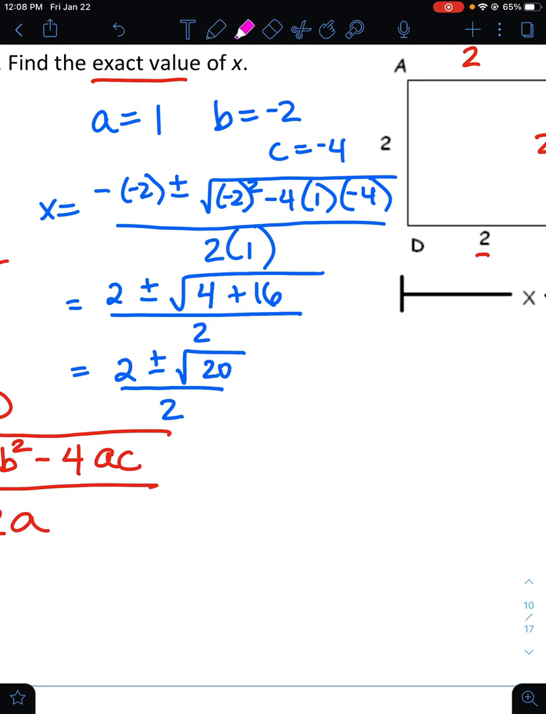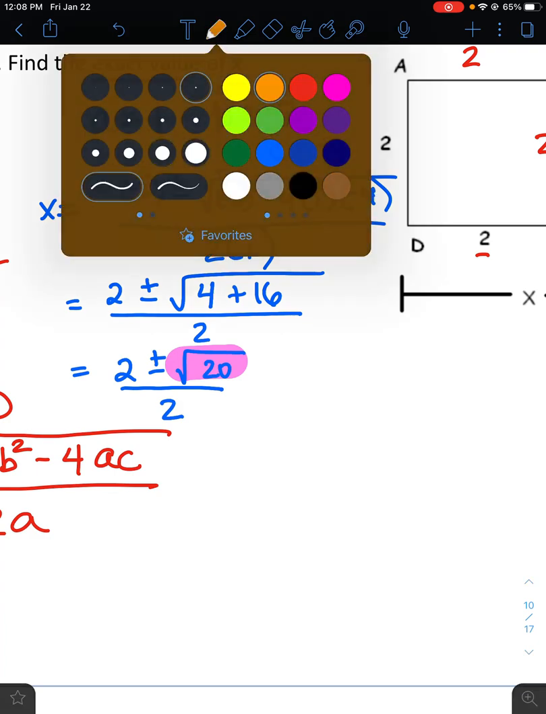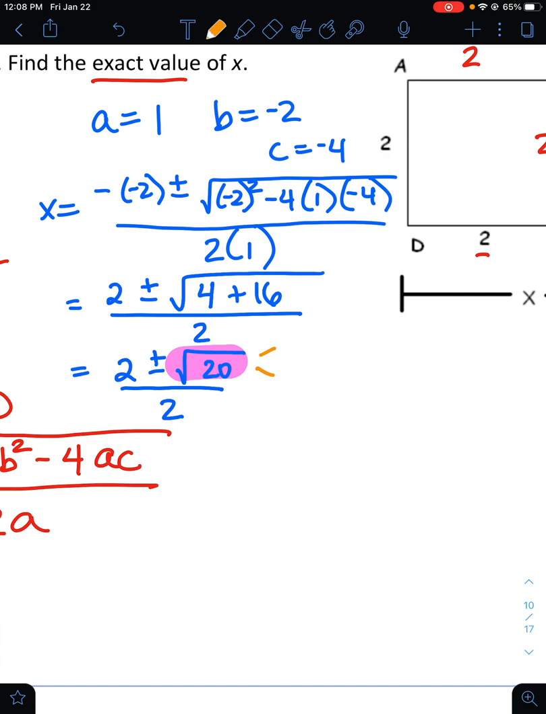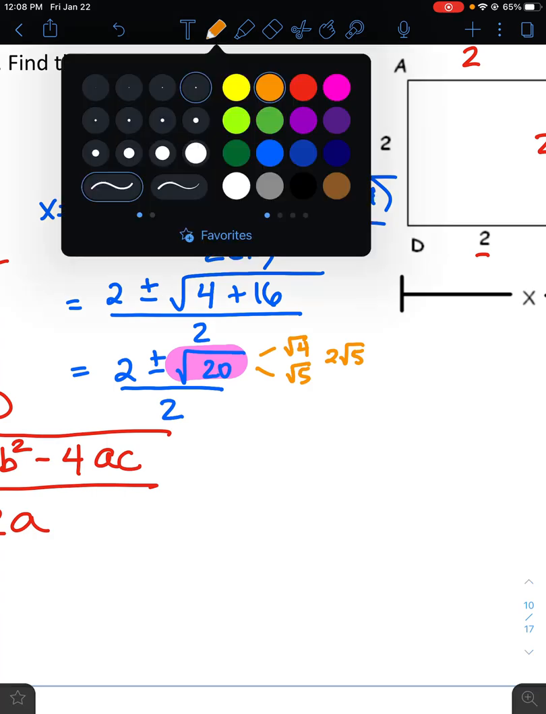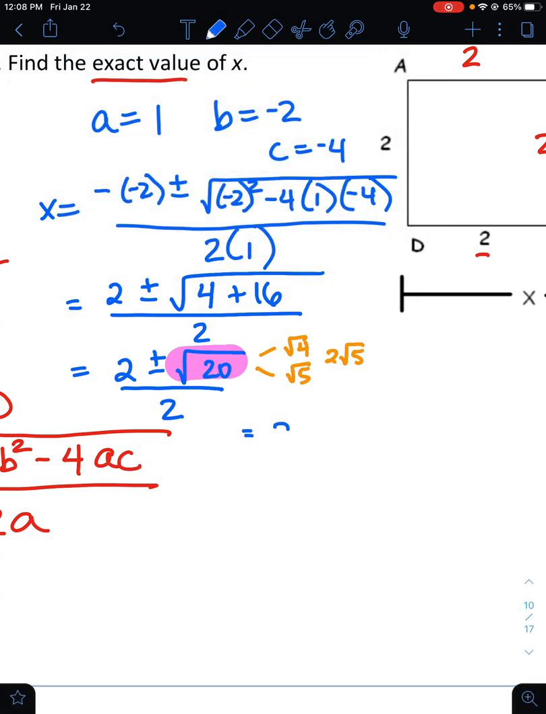Okay, so I can simplify the square root of 20 because it is not going to be a whole number. It's an irrational number. So the square root of 20, I'm going to simplify over to the side here. So square root of 20 breaks down into square root of 4, square root of 5. And the square root of 4 is 2. So I'm going to simplify the square root of 20 into 2 square root of 5. So I now have 2 plus or minus 2 square root of 5 over 2.